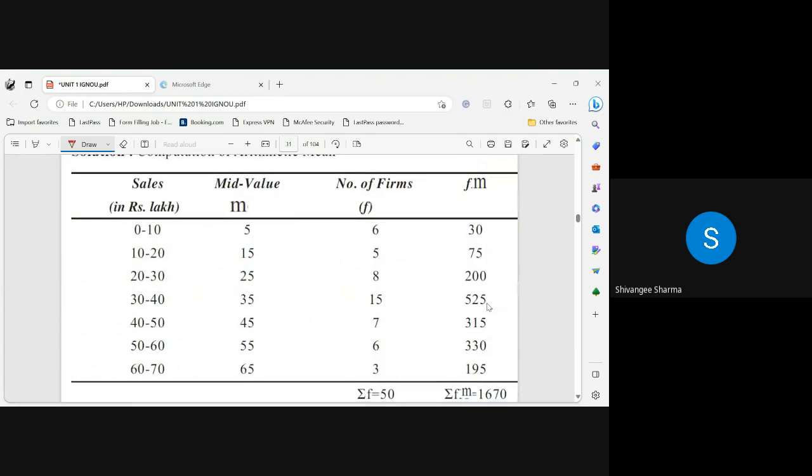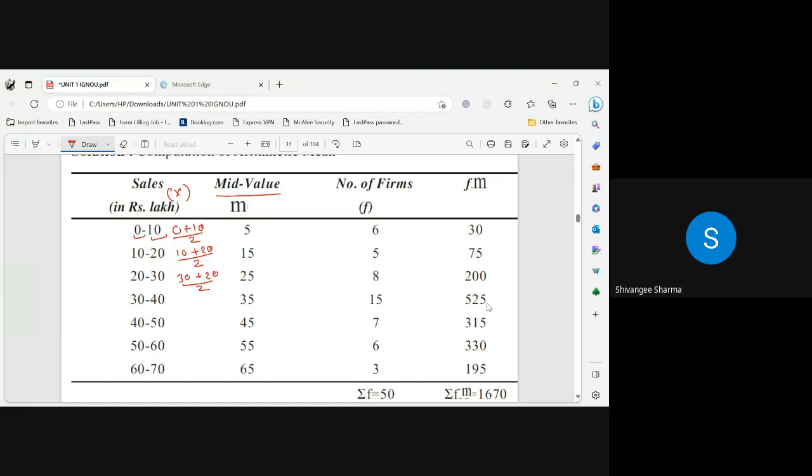We just make the table like this. We have sales, which is X, the data which is being analyzed, and we identify the mid value. Mid value is quite easy. You add the lower and the upper limit and divide it by 2. So 0 plus 10 divided by 2 will give you 5. Then 10 plus 20 divided by 2 will give you 15. In the third case, 30 plus 20 divided by 2 will give you 25, right?